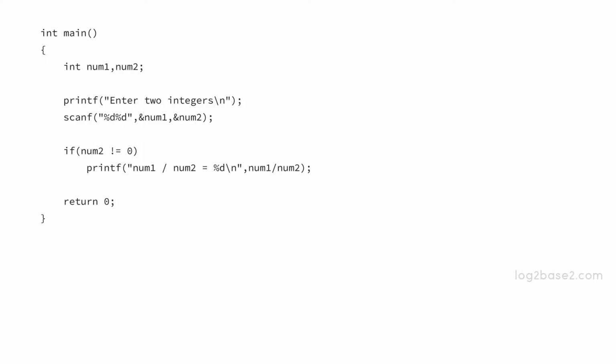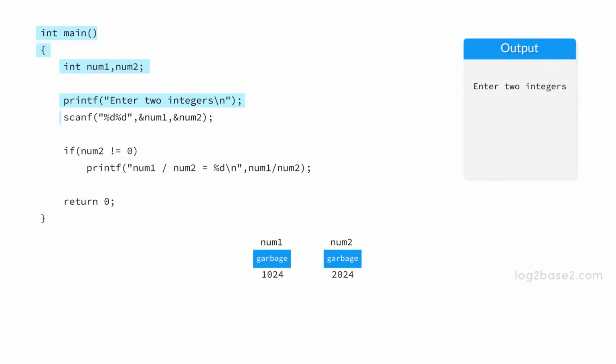So see here we have the code, and in the main function we are declaring two integer variables num1 and num2. And now we are asking the user to enter two integers. And suppose user enters 10 and 2, and that is read to num1 and num2 respectively.